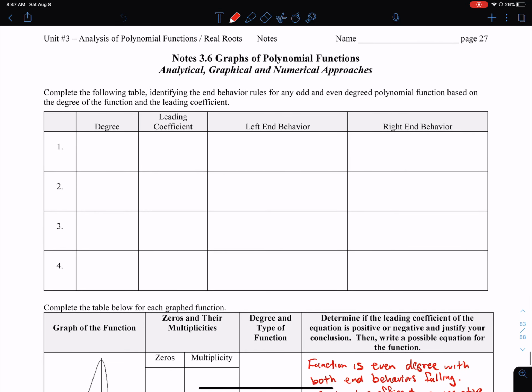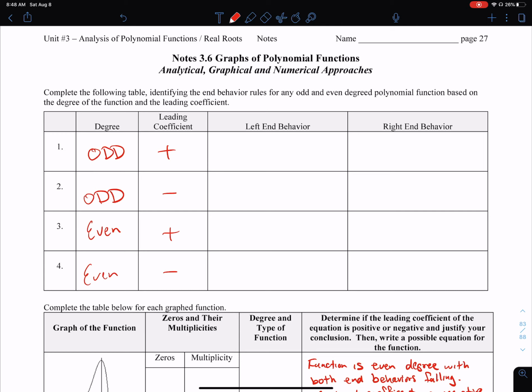Complete the following table. Identify the end behavior rules for any odd or even degree of polynomial function based on the degree of the function and the leading coefficient. So, in essence, a function can be odd or it can be even. The leading coefficient for an odd function can be positive or it can be negative. So we can have a function that's odd degree with leading coefficient that's positive, or odd degree, leading coefficient's negative. We can have an even degree function whose leading coefficient is positive or negative.